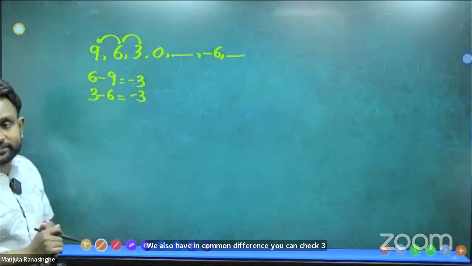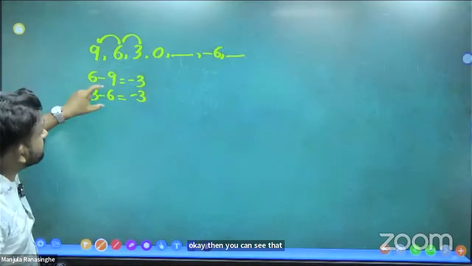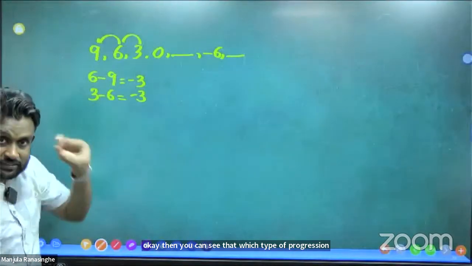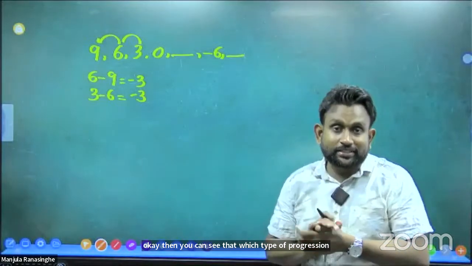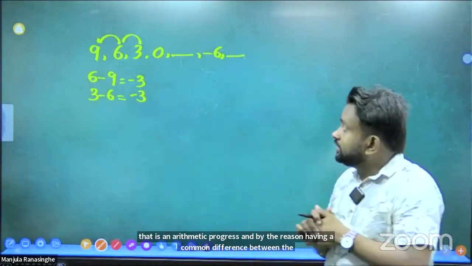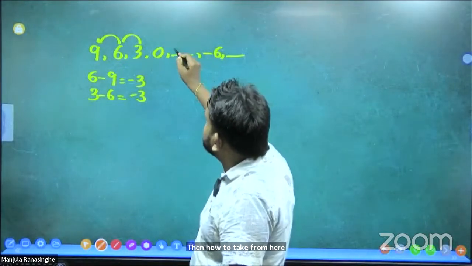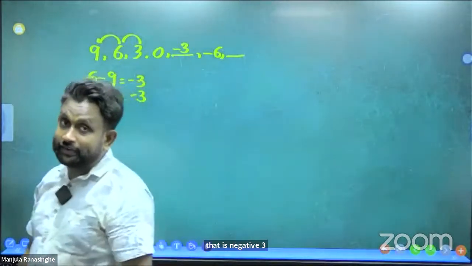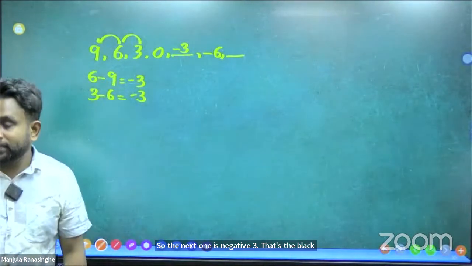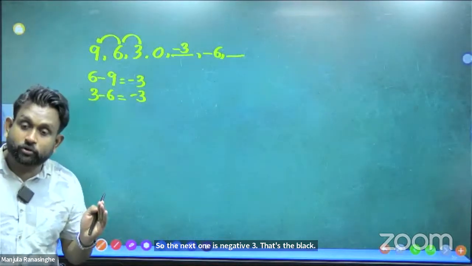Okay, then you can see which type of progression that is. That is an arithmetic progression, by the reason of having a common difference between the terms everywhere. Okay, then how to take from here, just adding -3, that is -3. So the next one is -3. That's the blank. Okay. So how to prove a progression as an arithmetic progression?